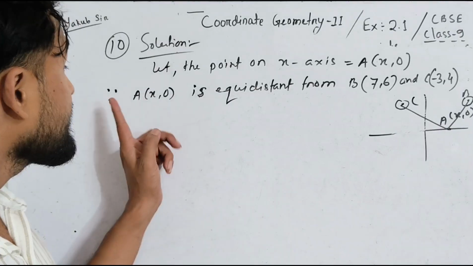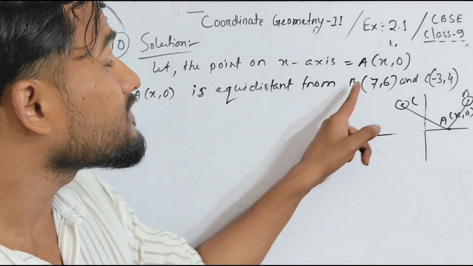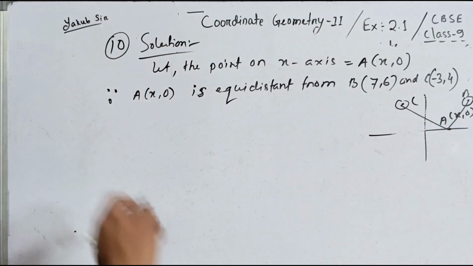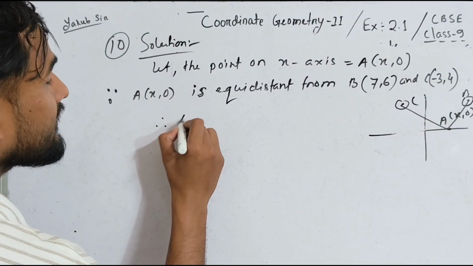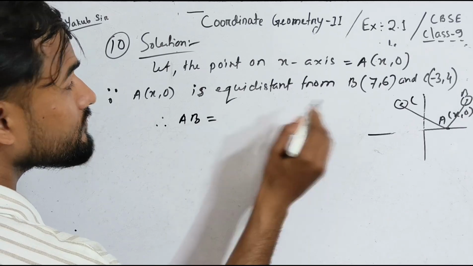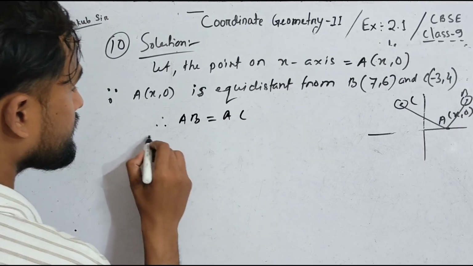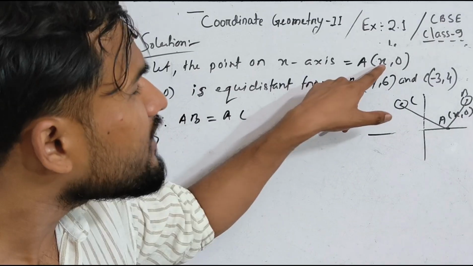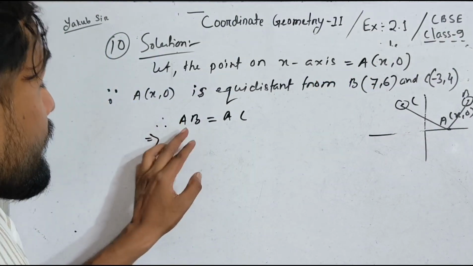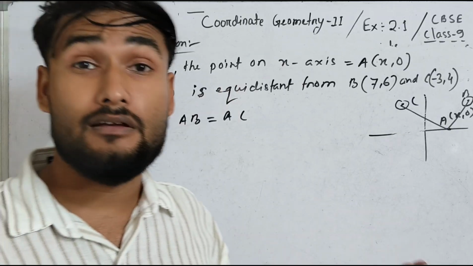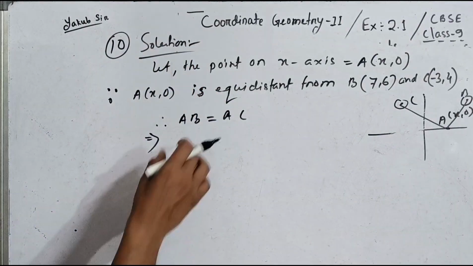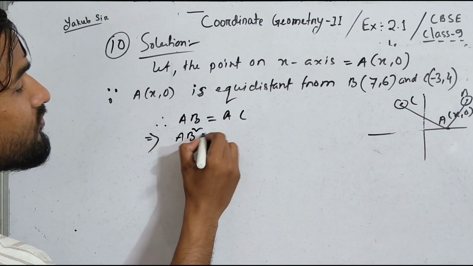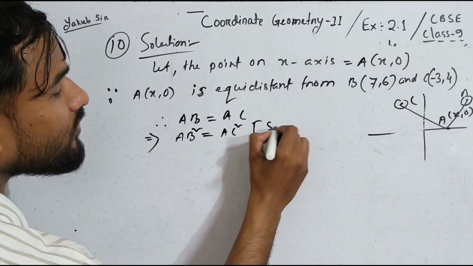Since AX0 is equidistant from A(7, 6) and C(3, 4), therefore we can write AB equal to AC. Since we have to find the value of x, from AB we shall use the distance formula, and a root will come.